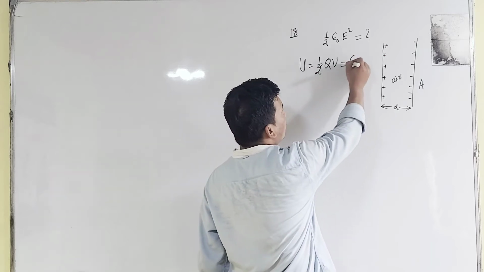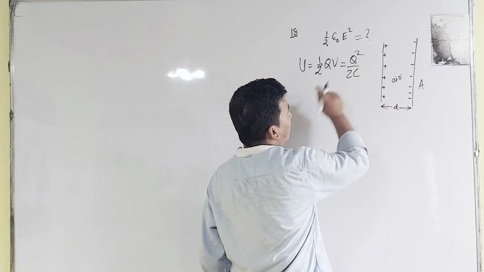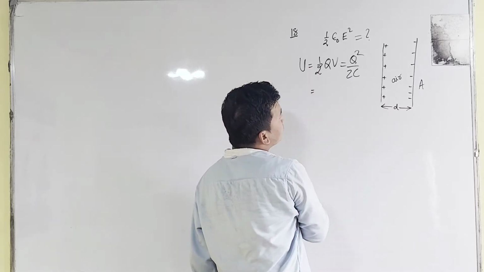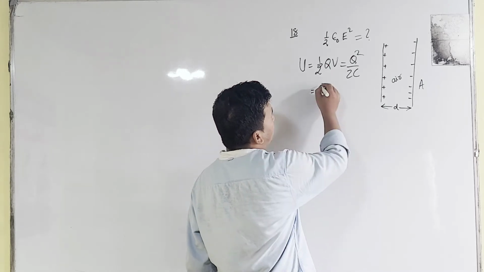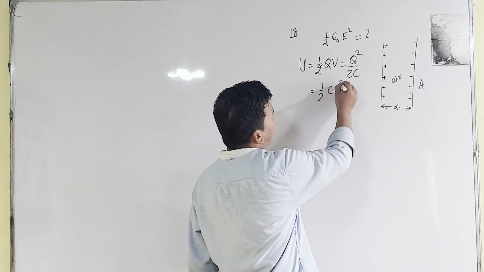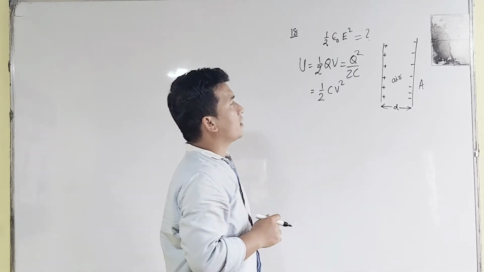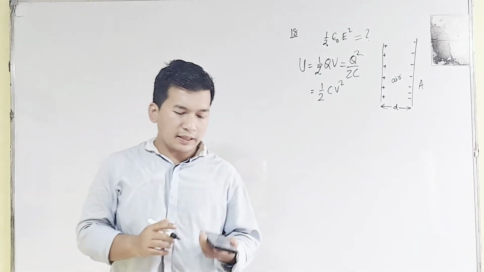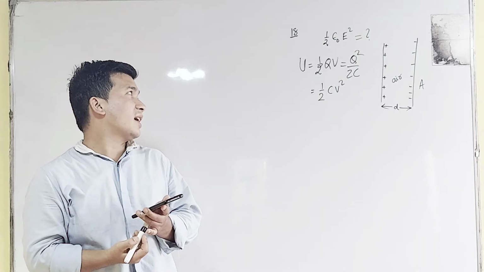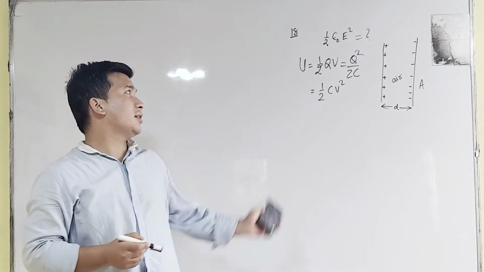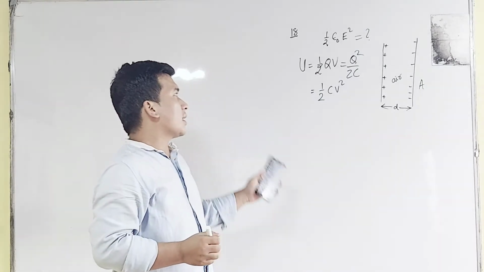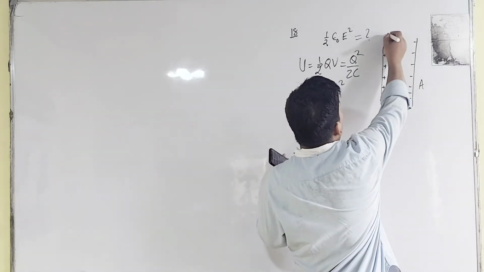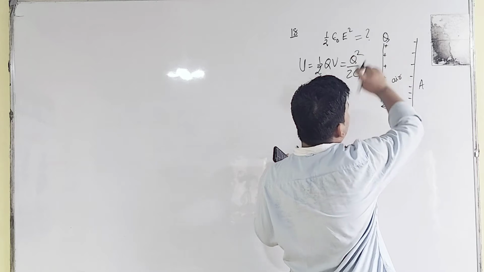And we will have Q square divided by 2C, and the other form will be equal to half CV square. We will be having this equation. This is the total energy stored in the capacitor, where Q is the total charge stored in the plate.